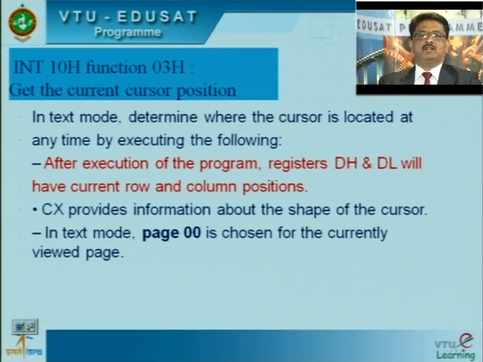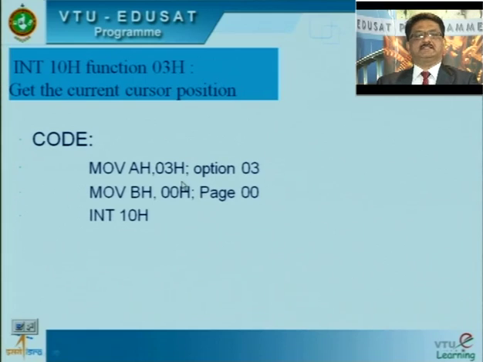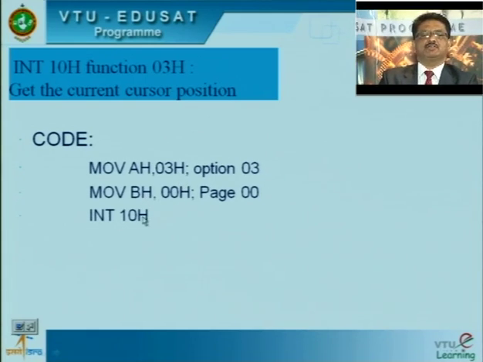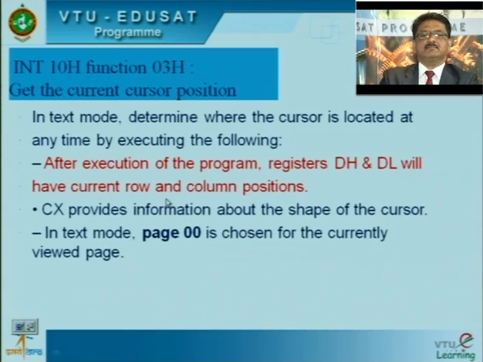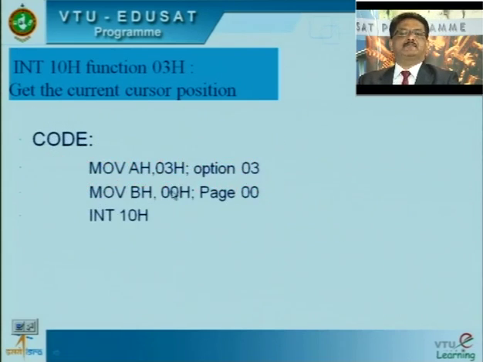In the text mode, we try to determine the cursor position by using function request 03H, where generally the page chosen will be the current viewed page. The code for this is MOV AH, 03H; MOV BH, 00; INT 10H. It gives me the current cursor position, which will be given in DH and DL after execution of this code.